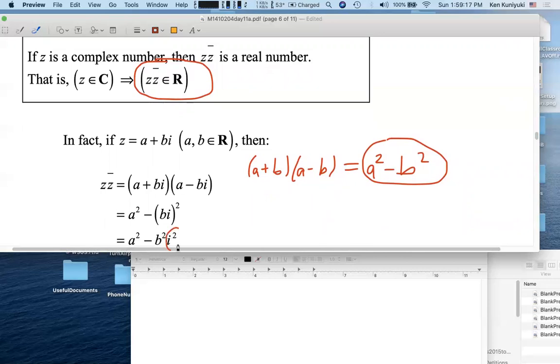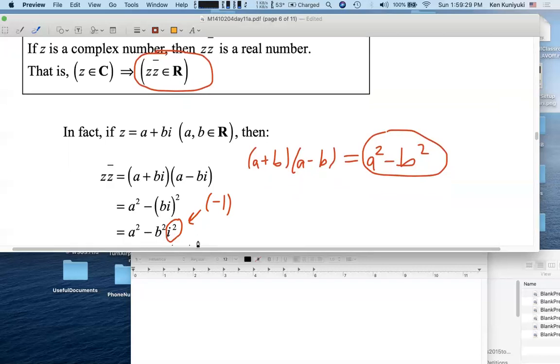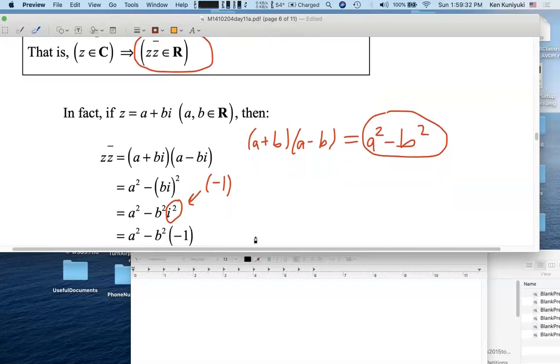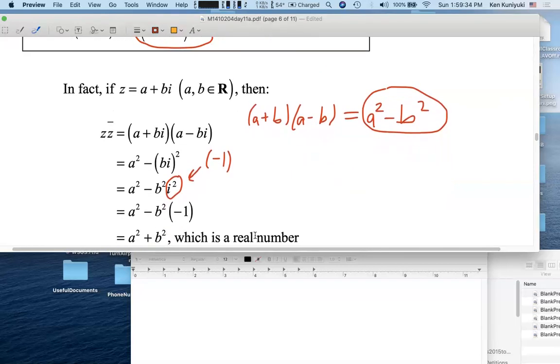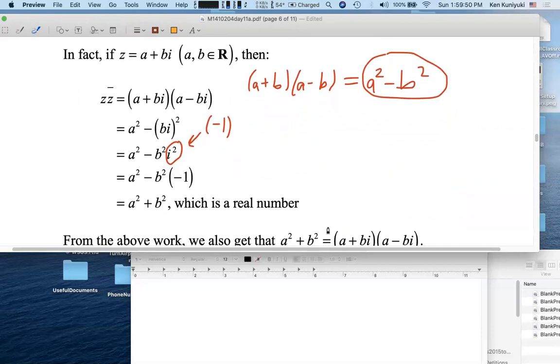What was i squared? It was negative 1. Put parentheses here to remember that it's multiplied onto the b squared, or the opposite of b squared, over here. So ultimately, we are going to get a squared plus b squared, where a and b are real. Well, the sum of the squares of two real numbers will be a real number. A squared plus b squared will be a real number. So therefore, z z bar is in the reals.